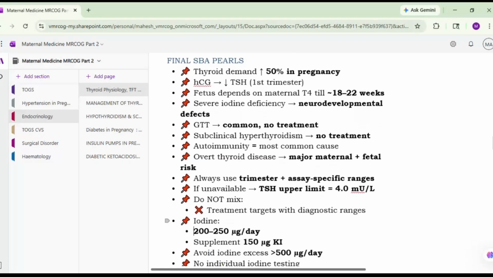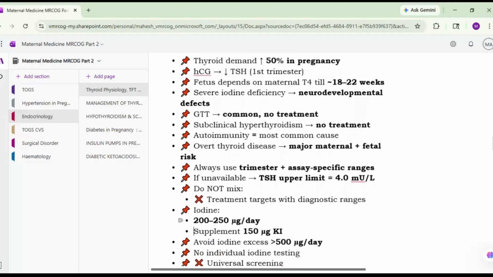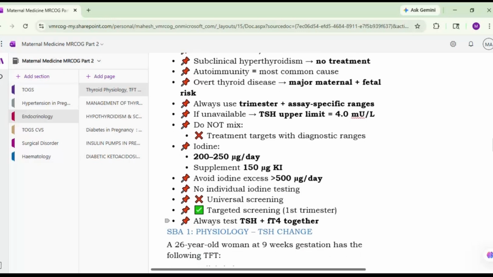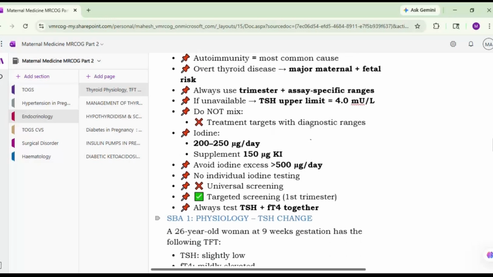Overt thyroid disease may lead to major maternal and fetal risk. Always use trimester and assay-specific ranges. If not available, a TSH upper limit of 4 can be considered. Do not mix the treatment targets with the diagnostic ranges. Then iodine requirement is around 200 to 250 micrograms per day. The supplement dose is around 150 micrograms of potassium iodide. Avoid excess iodine, more than 500 micrograms per day. Individual iodine testing is not recommended.